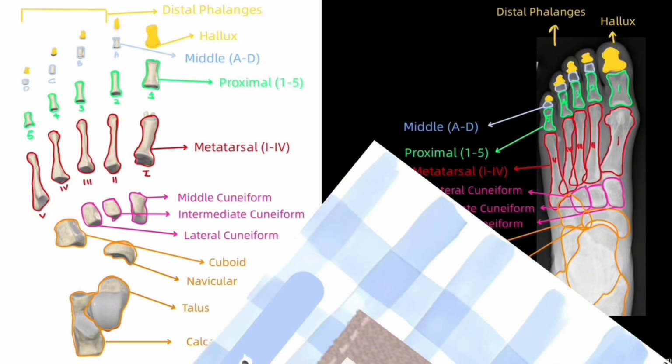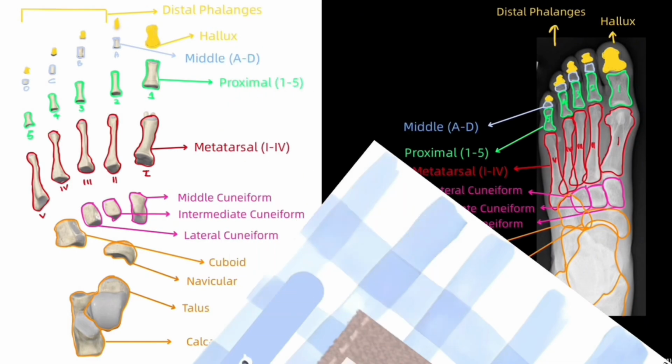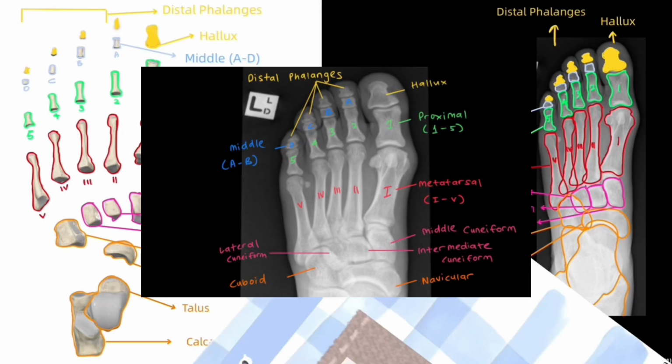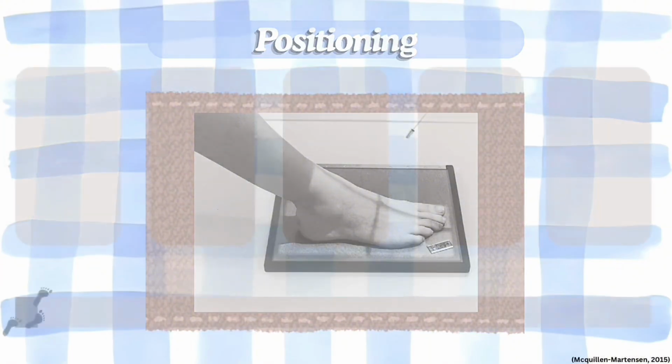According to Bontrager's textbook of radiographic positioning and related anatomy, the anatomy that should be demonstrated on foot radiograph is the entire foot, including all phalanges and metatarsals, navicular, cuneiforms and cuboid. Before we start, let's go through the positioning for the foot AP projection, because according to McQuillen, proper positioning ensures accurate visualization of joint spaces and bony alignment.